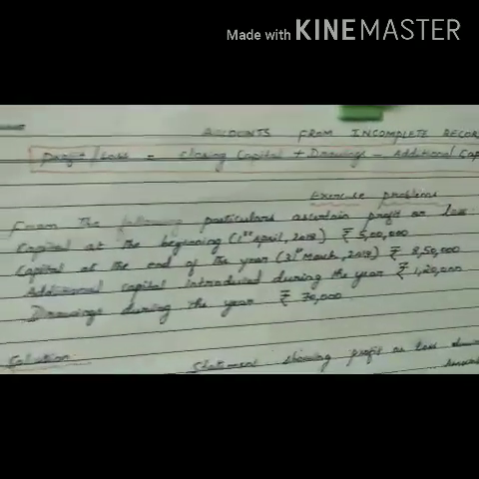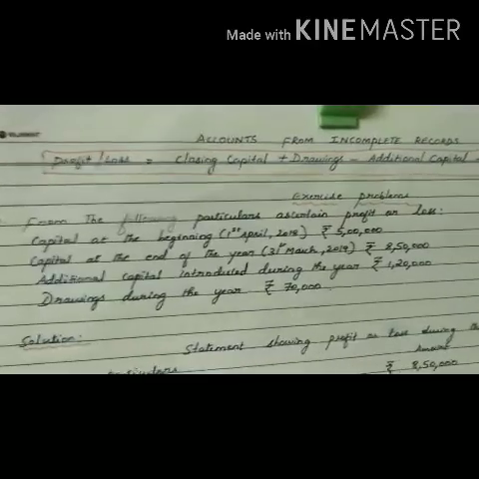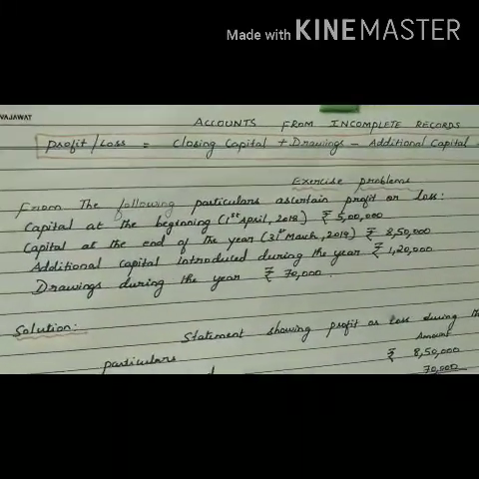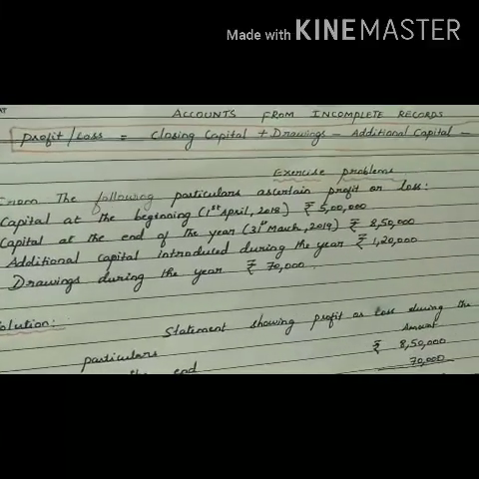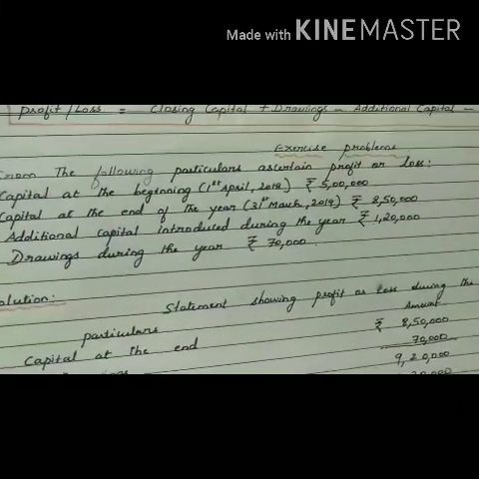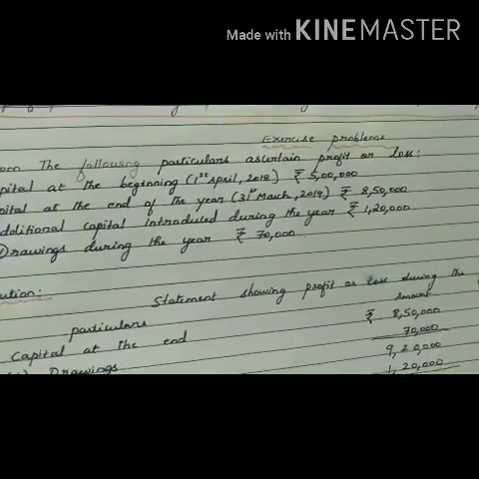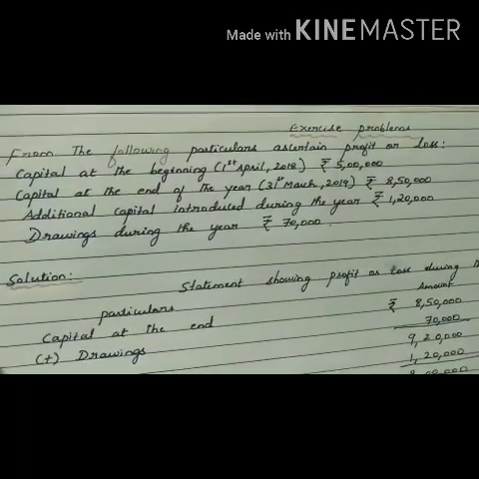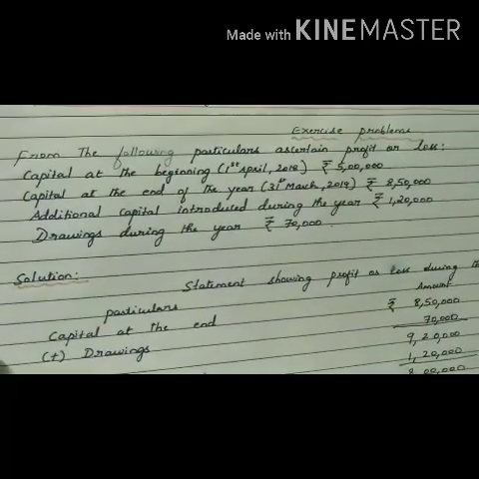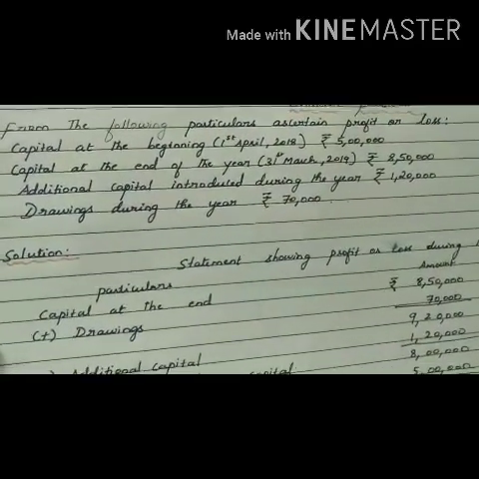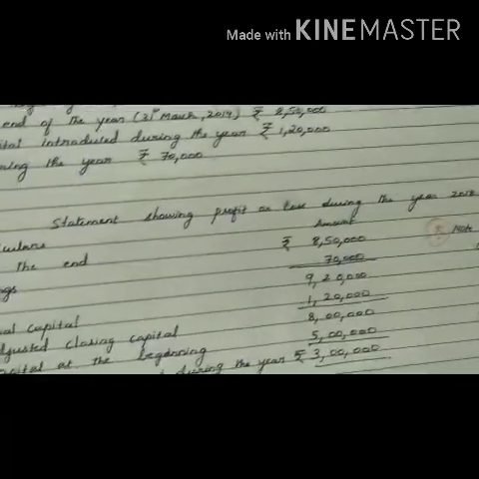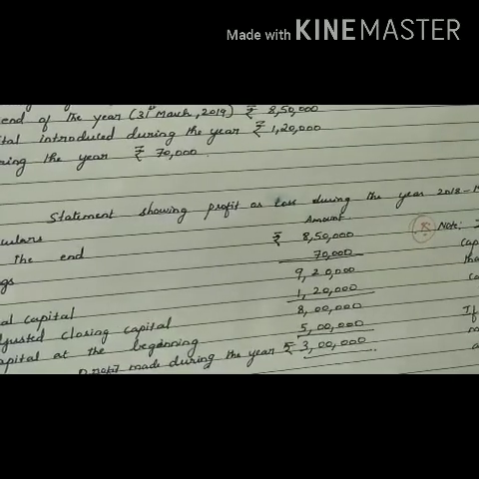Exercise problem number 1. From the following particulars, ascertain profit or loss. Capital at the beginning on 1st of April 2018 is 5 lakhs. Capital at the end of the year as on 31st March 2019 is 8,50,000. Additional capital introduced during the year is 1,20,000. Drawings during the year is 70,000. Now we are going to prepare a statement showing profit or loss during the year 2018-19.